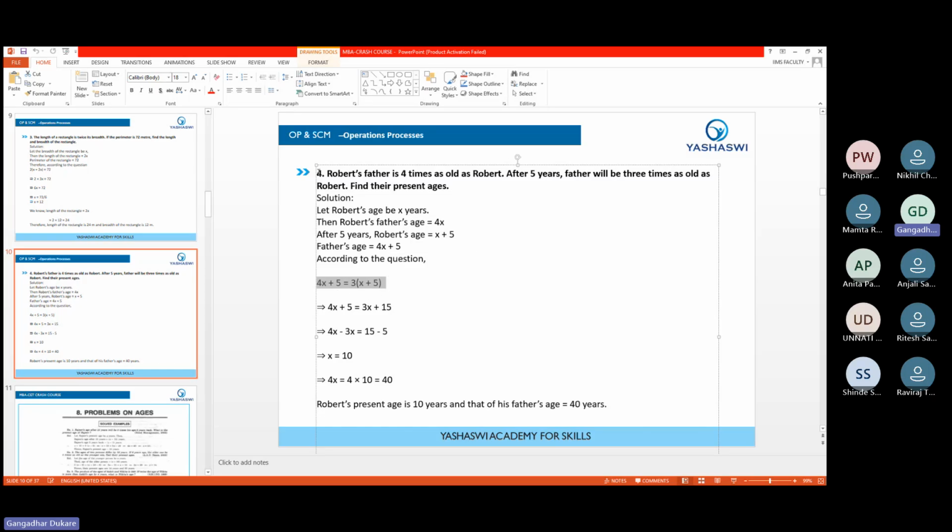Simply, we are putting the meaning of the words in mathematical form. Robot's father's age is 4 times as old as robot. After 5 years, father will be 3 times as old as robot. Find their present age. All these values need to be put first and come to the final equation: 4x plus 5 equals 3 into x plus 5. From here you can easily calculate the ages of these persons: the robot's present age is 10 years and the father's age is 40 years.